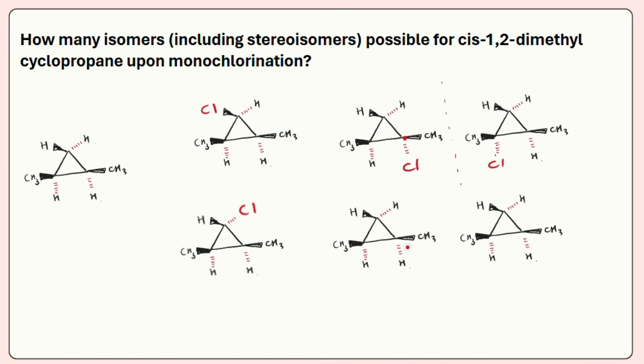Now, for this, what you have to do is change the position of the halogen. Say CH2Cl here, CH2Cl here. And again, they are non-superimposable, non-mirror images. They are diastereomers. All these four are cis only. There is no possibility of trans. Hence, we are going to get 6 isomers.